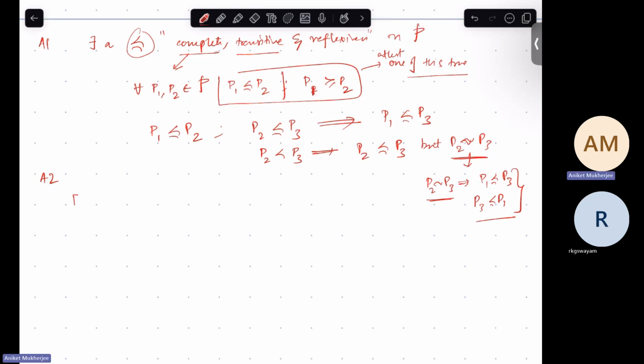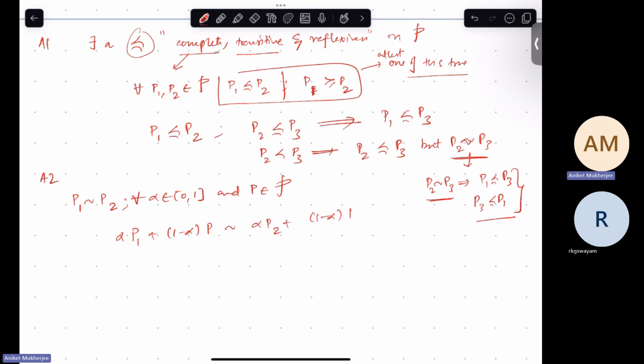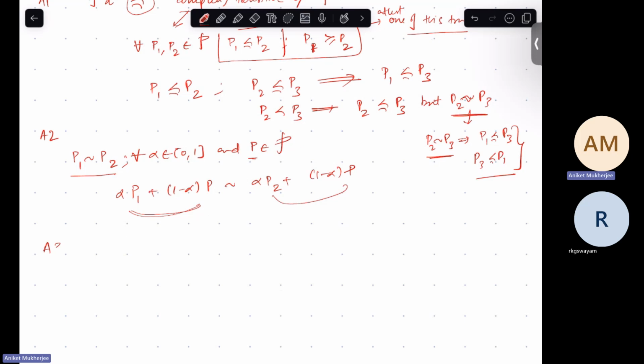A2 is, if P1 is similar to P2, then for all alpha belonging to 0 and 1, and some P belonging to the script P, alpha P1 plus 1 minus alpha P is similar to alpha P2 plus 1 minus alpha P. So basically, if P1 and P2 are similar, then I can take any other point P and combine P1 with P and P2 with P in the same ratios and get similar solutions. This is my second assumption.